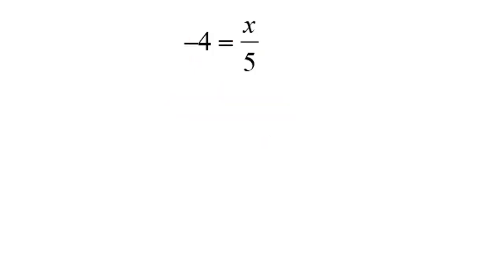Let's look at this equation. So our goal is to isolate the variable x. So we want to get that x alone. So I think I've got x divided by 5. So what's the opposite of divide by 5? Multiply by 5. So I'm going to multiply each side by 5.